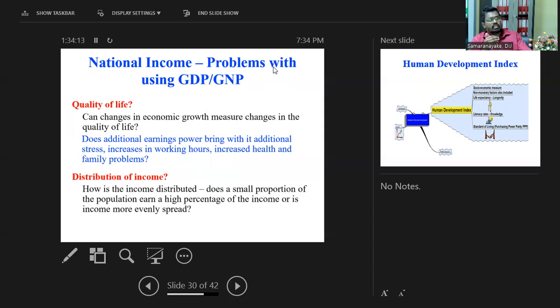Now, can changes in economic growth measure changes in quality of life? We have an example below. See, in blue color, what it says: does additional earning power bring... So if you earn more, you put in more earning power. You may do your regular job and also do additional things to earn more. Then does additional earning power bring additional stress, increases in working hours, and increased health and family problems?